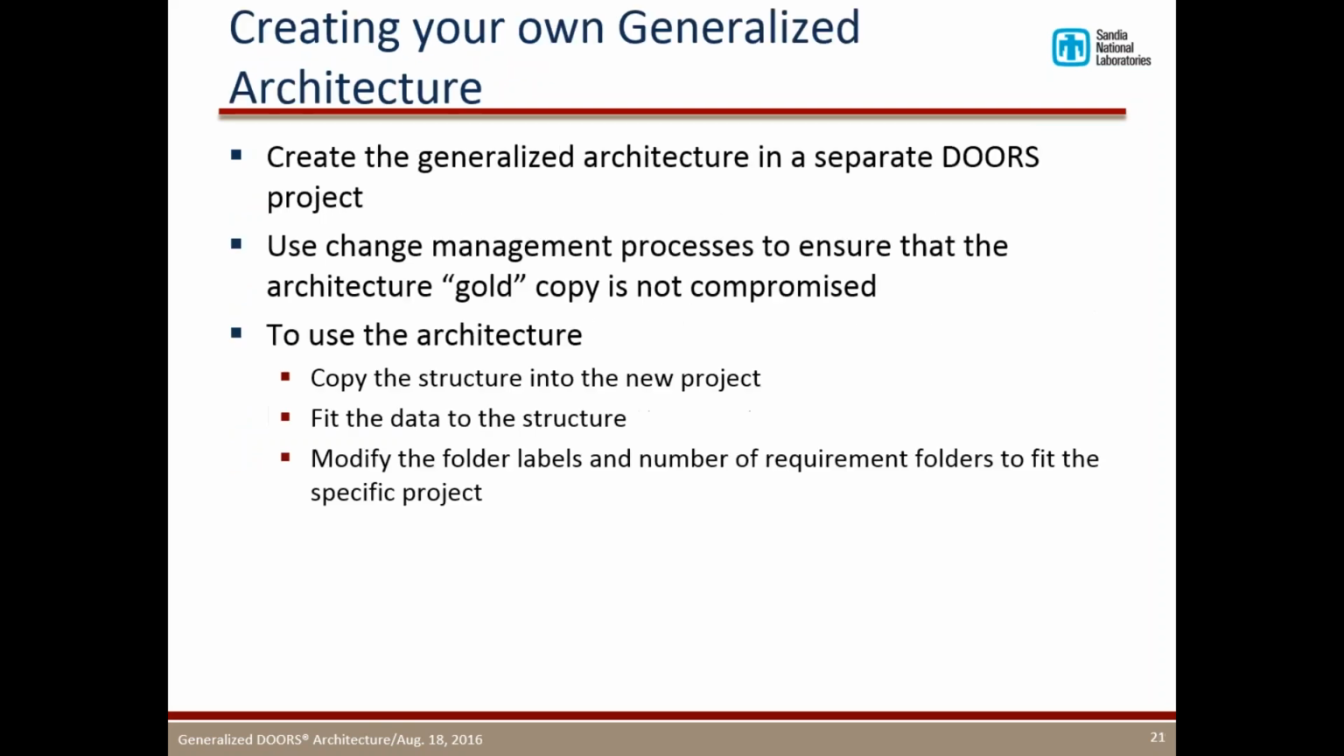Next slide, please. Now that you know what a generalized architecture is and the components of one, you can create your own architecture, put it in a separate DOORS project, use change management processes to ensure you keep the integrity of that gold copy, and then say you have a new customer and you want to create a new project for them. All you do is copy the structure into the new project, fit the data to the structure, modify the folder labels and number of requirement folders to fit, and you have a nearly complete new architecture in a short period of time. Next, please.